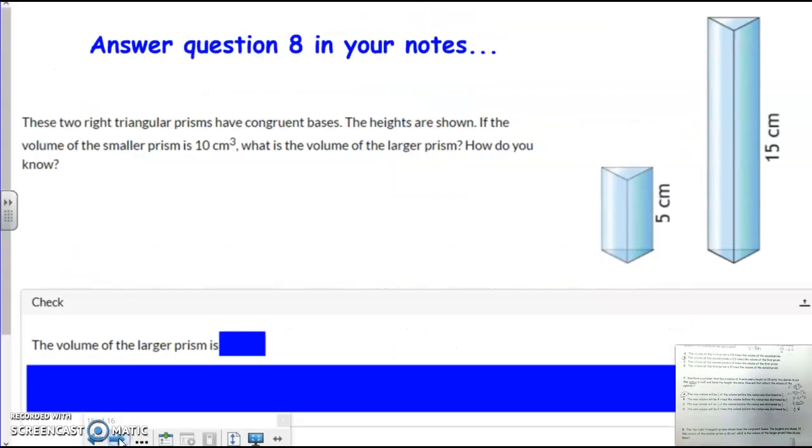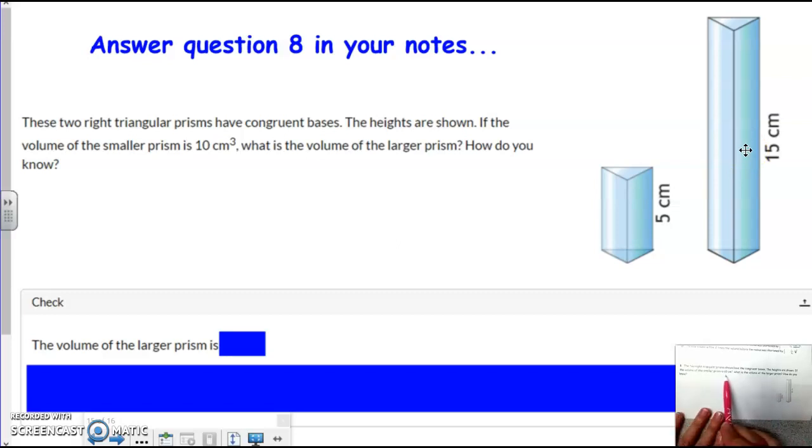All right, the last one. We've got two triangular prisms. Their heights are shown, and it says that the height of the first one is 5 centimeters and the height of the second one is 15 centimeters. Okay, and it tells us the volume is 10 cubic centimeters for the smaller one. So we're trying to figure out the volume of the larger one.